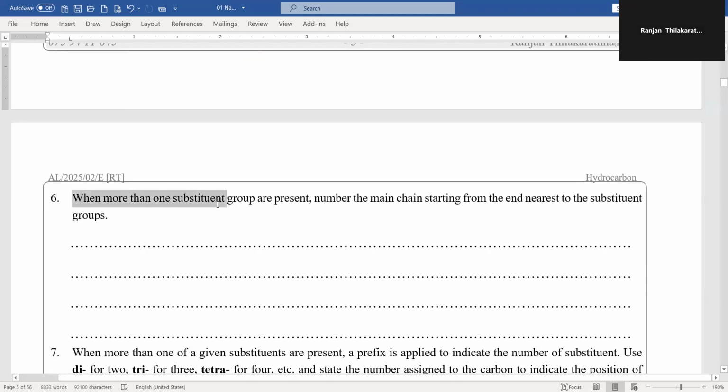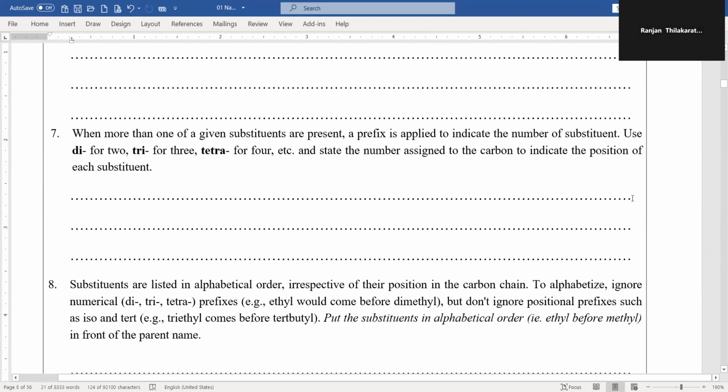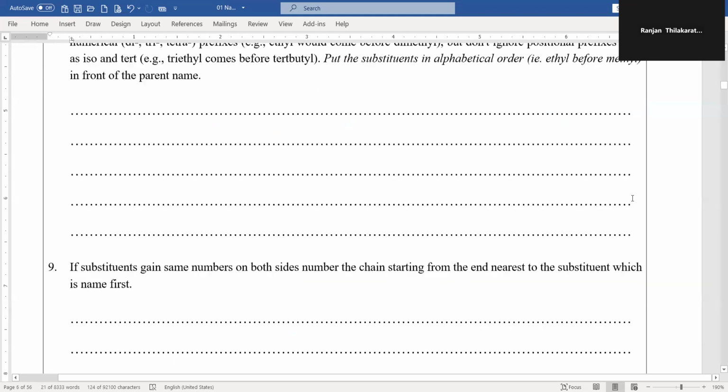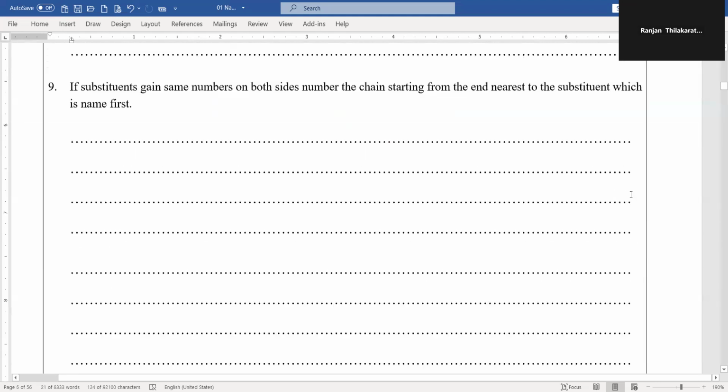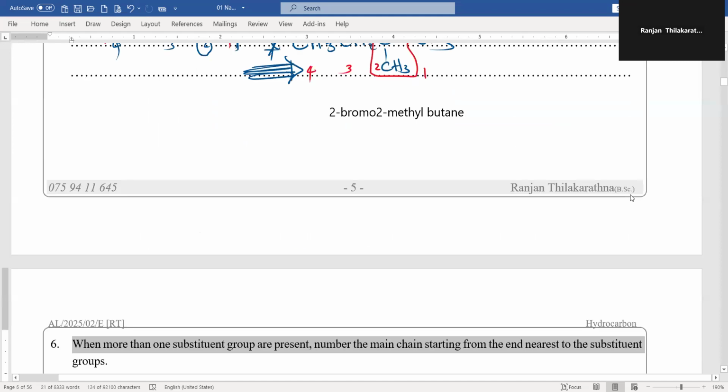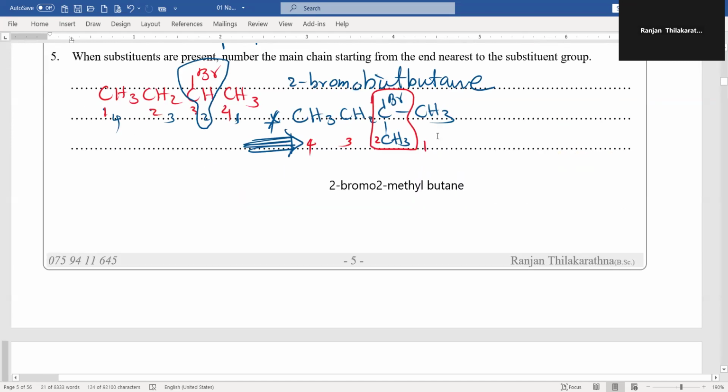When we write down the names, when more than one substituent group is present, number the main chain starting from the end nearest to the substituent group. And the other thing is, when we name the substituents, we have to name them in alphabetical order regardless of the number of the carbon.